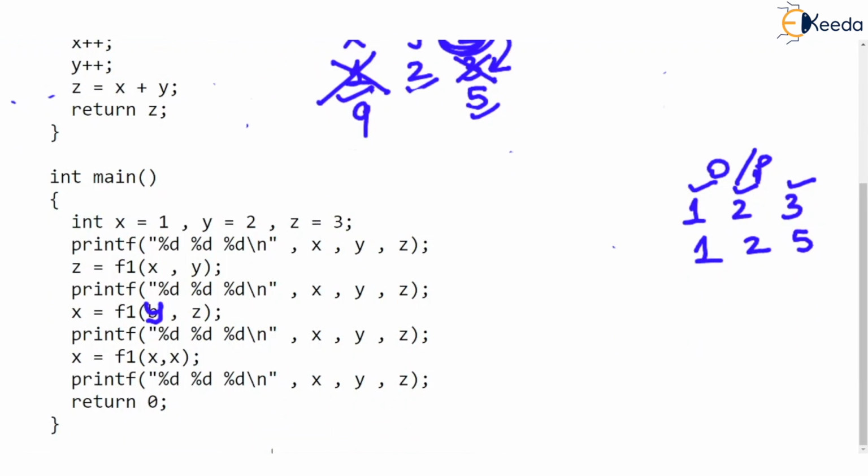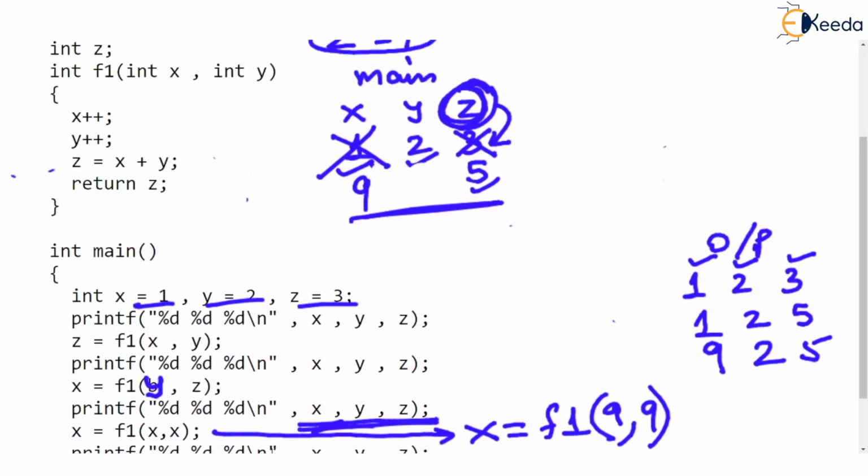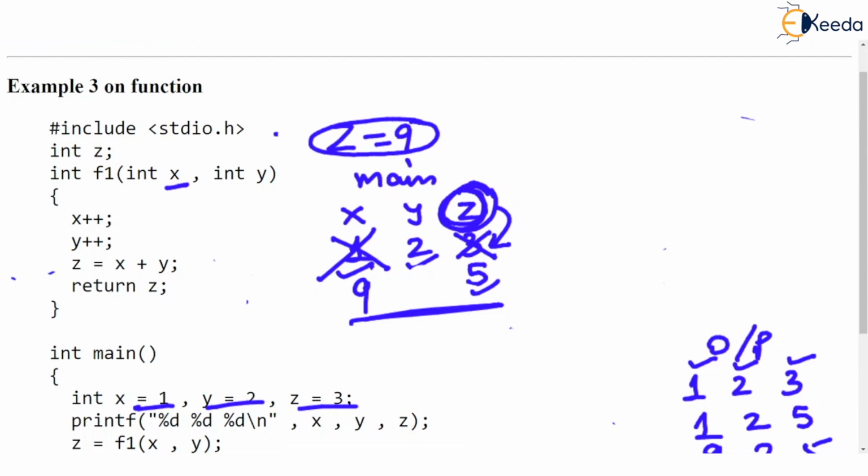Now the next line is again printing x, y, z. We are back in main. Main says I will print my x, y, and z, but x has changed now. X has become 9, y is still 2, and z is 5, as you see in the table on the top. Now have a look at the next call. This is x should become equal to the call to f1, pass the value of x. X is 9. Again pass the value of x. X is 9. Fine. So the two parameters here, x will take 9, y will take 9.